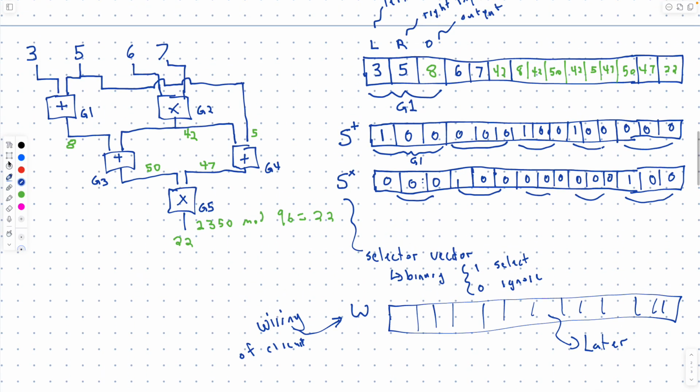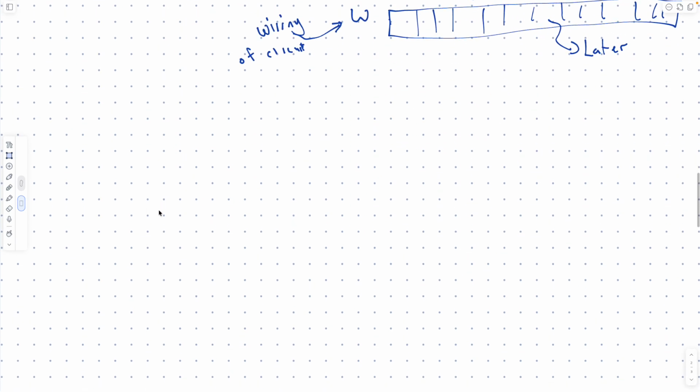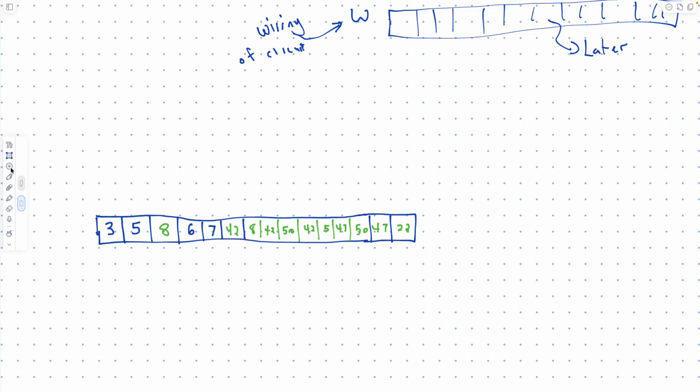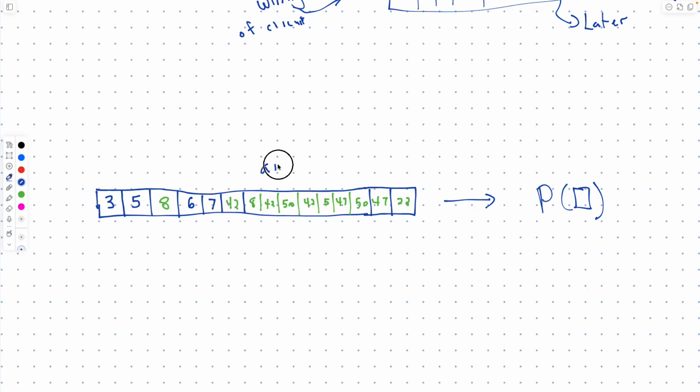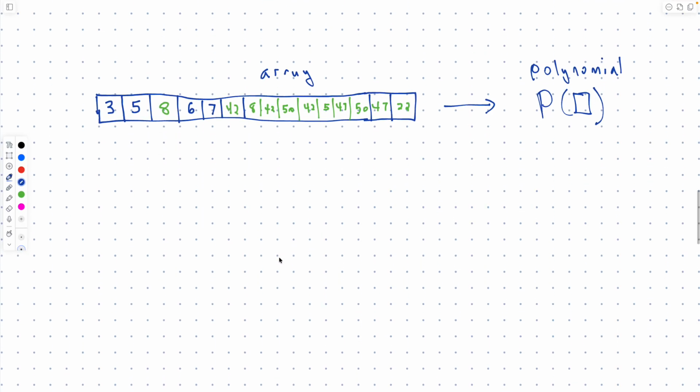We'll just concentrate on how to do it for the first one, and once we know how to do it for the first one, you do the other ones the exact same way. So we want to turn this into a polynomial. How would you do it if you opened up the exam and on page 1 it says, here's an array, make it a polynomial?